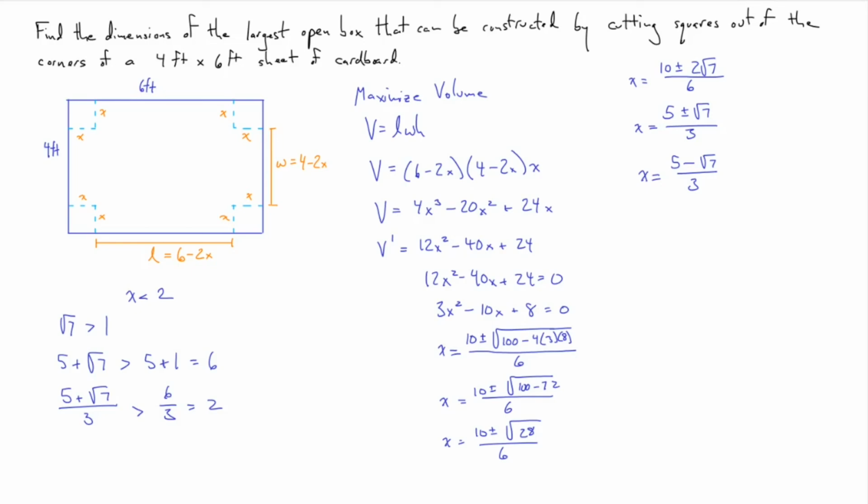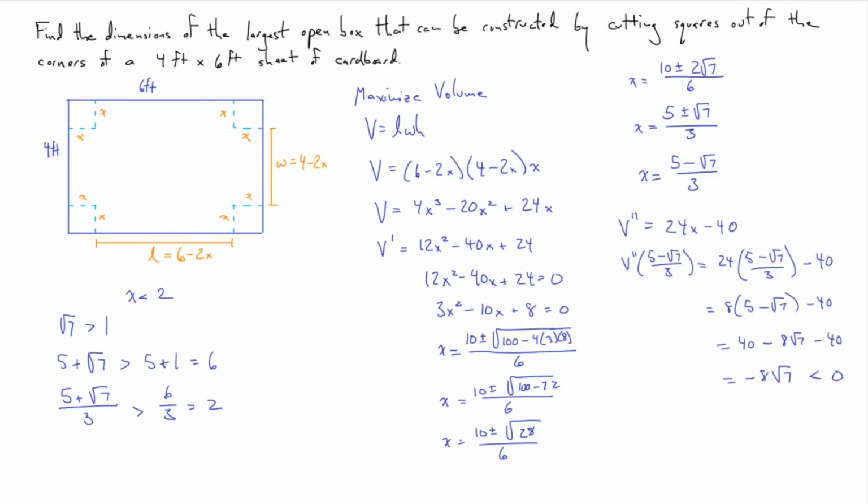We should check that that point is a maximum. I will once again rely on the second derivative test. And you take the second derivative and you get 24x minus 40, and then you plug in 5 minus the square root of 7 over 3 into that second derivative. And it turns out that it works out quite simply, really, and you get negative 8 square roots of 7, a negative number, and so we do have a relative maximum at this critical point.